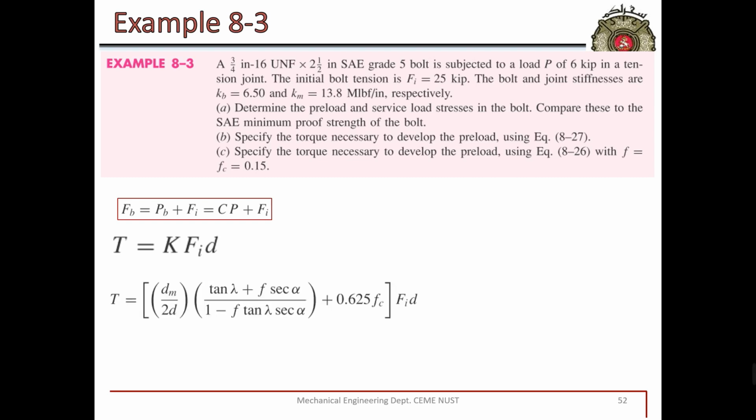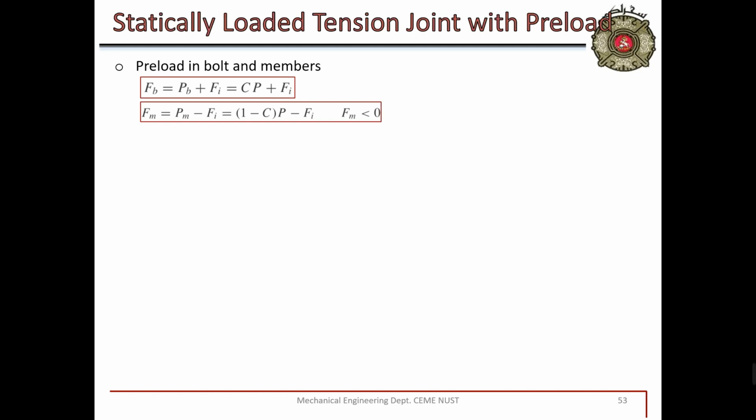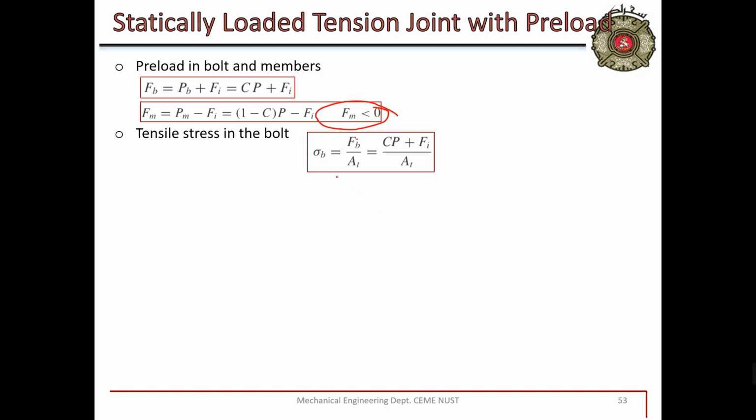Then we solved example 8.3, and after that example, this is again the same equation that we have already studied. We know that Fm has to be negative. The stress in the bolt can be calculated by this equation: Fb, the force on the bolt, divided by At, the equivalent area. This can be calculated either from table 8-1 or 8-2.